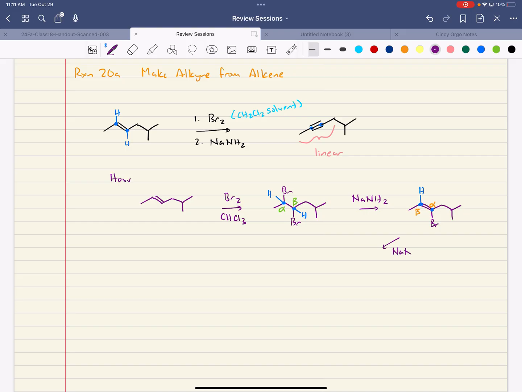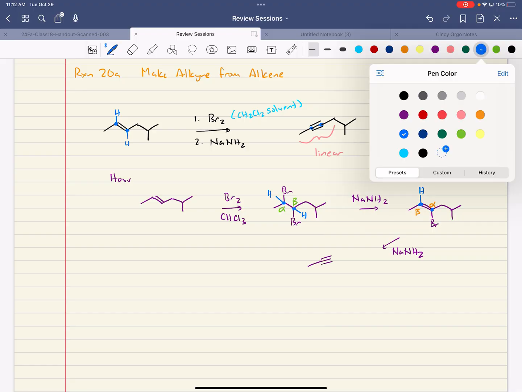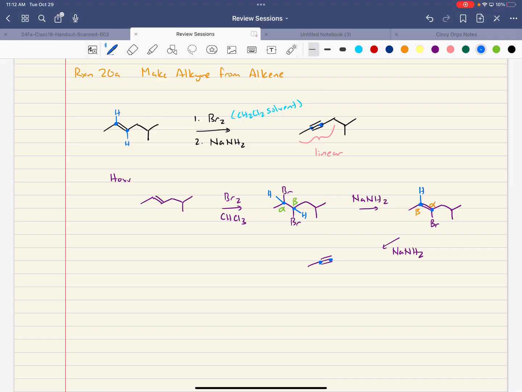That's a second serving of base. And we have this now. See, now both carbons that were blue dots now have no hydrogens. I needed both of those hydrogens to do the elimination, the double elimination.